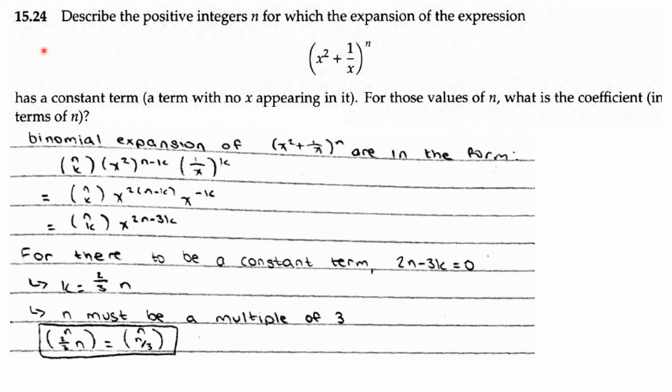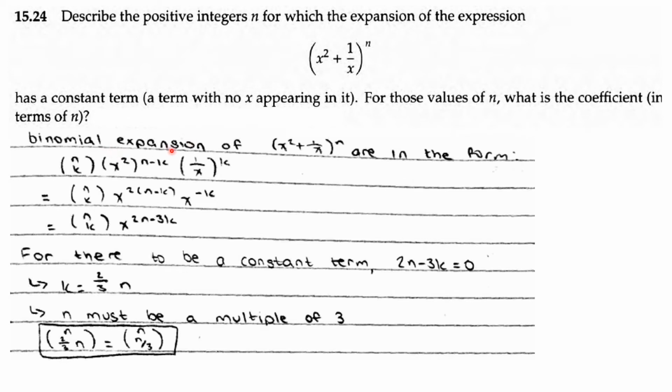AOPS Counting and Probability 15.24. Describe the positive integers n for which the expansion of the expression x squared plus 1 over x, to the power of n, has a constant term, a term with no x appearing in it. For those values of n, what is the coefficient in terms of n?